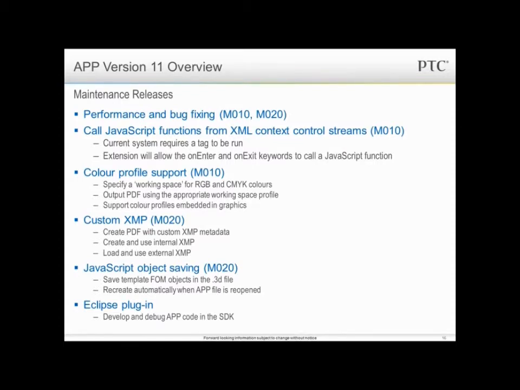We also want to provide JavaScript object saving, hopefully in M20, but it may be M30. What this means is that when you're creating template objects in the formatting object model, and by template objects I mean objects which are saved off the template object inside your APP document, we want to be able to save those into the APP 3D file that gets created, so that when you open up the 3D file again, those objects are there waiting to be used rather than having to be recreated again.